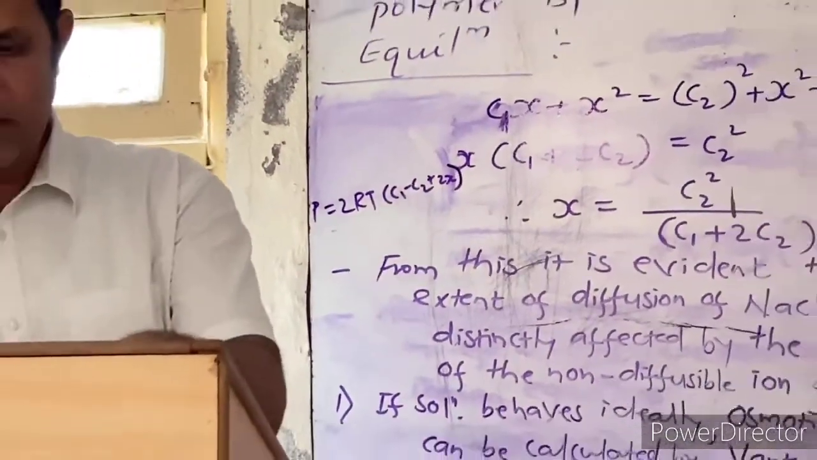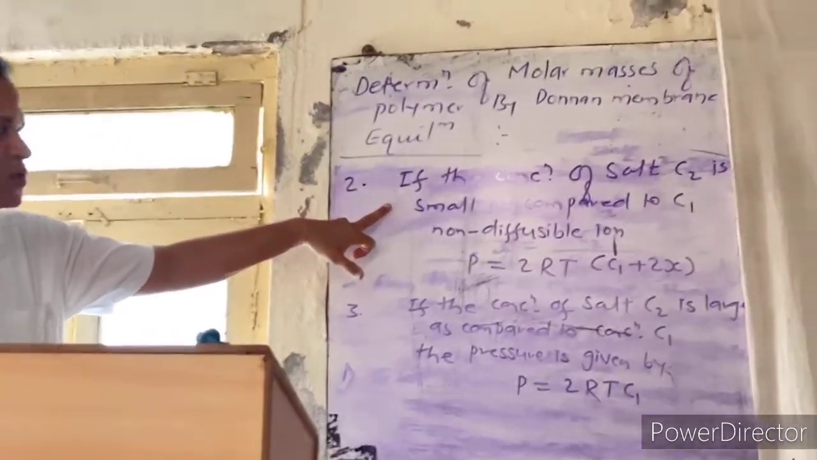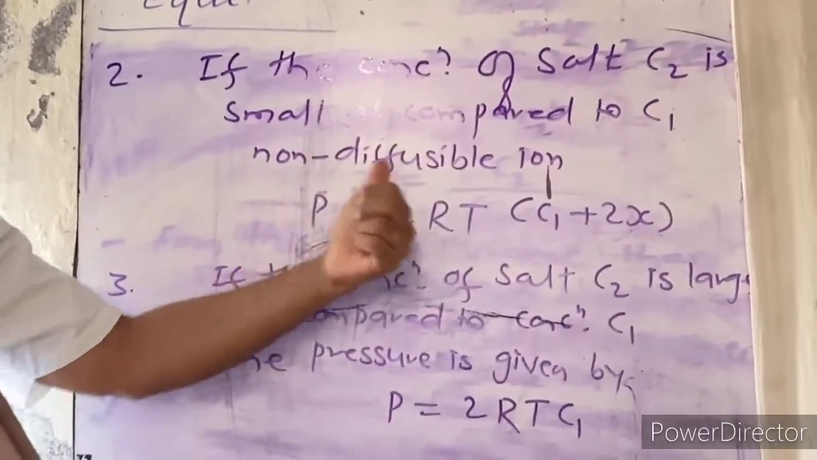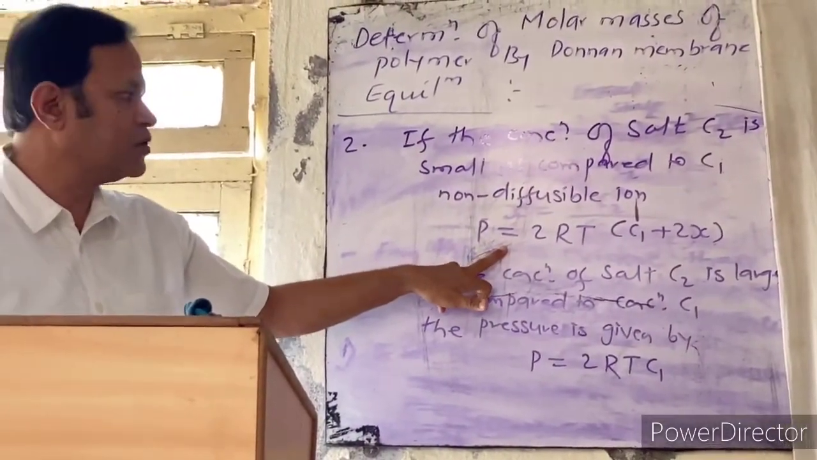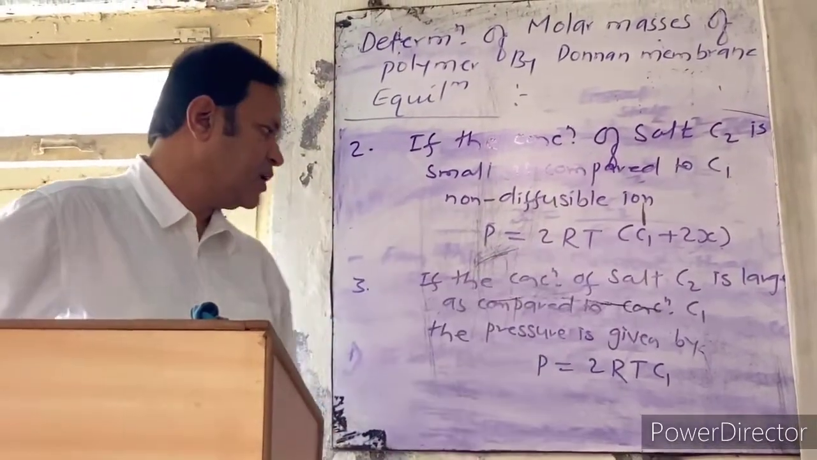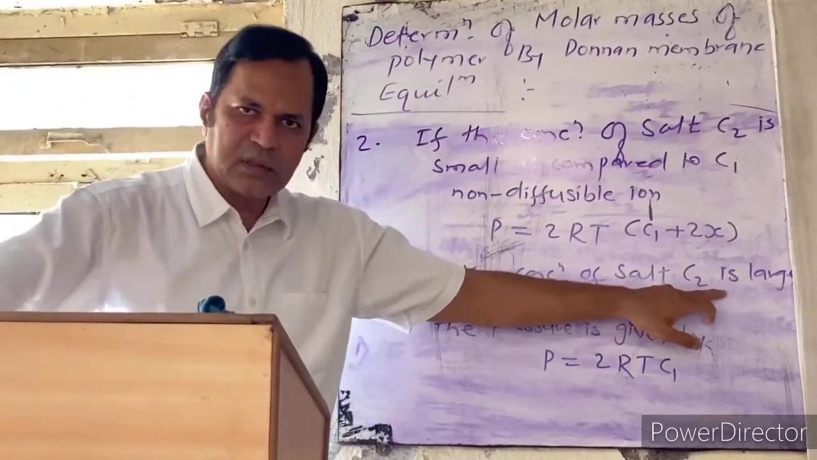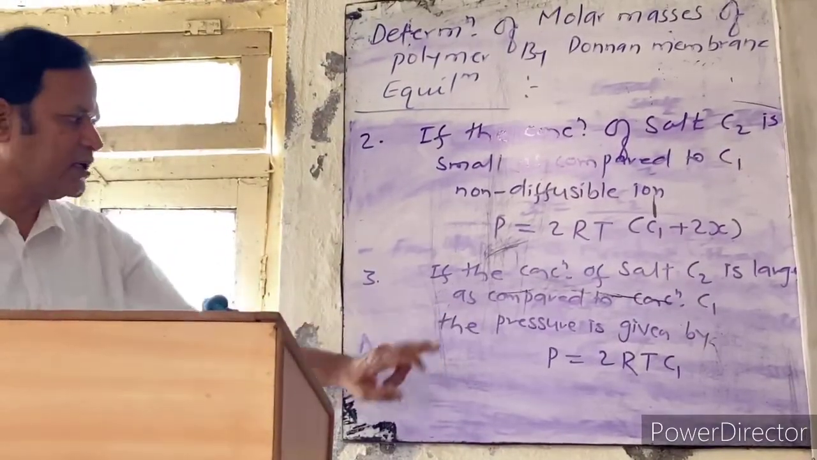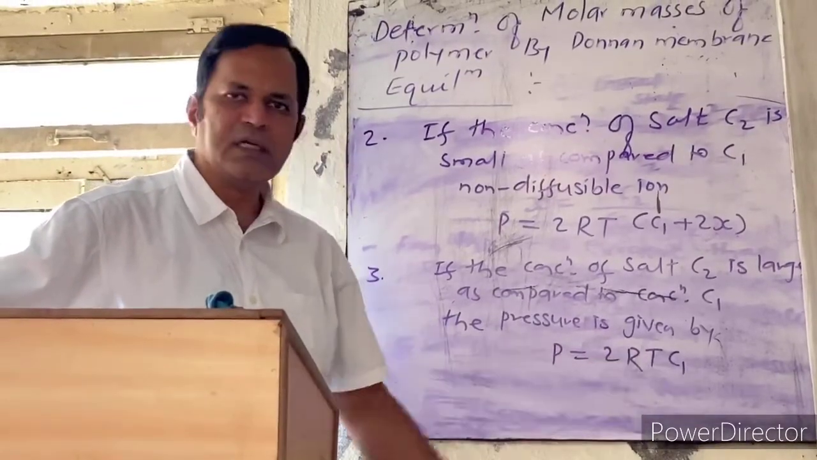The second point in conclusion is, if the concentration of salt C2 is small compared to C1, the concentration of the non-diffusible ion, then we get the Van 't Hoff equation as P equal to 2RT (C1 minus 2X). The third conclusion, which is the last one, is if the concentration of salt C2 is large compared to the concentration C1, then the pressure is given by P equal to 2RT C1.